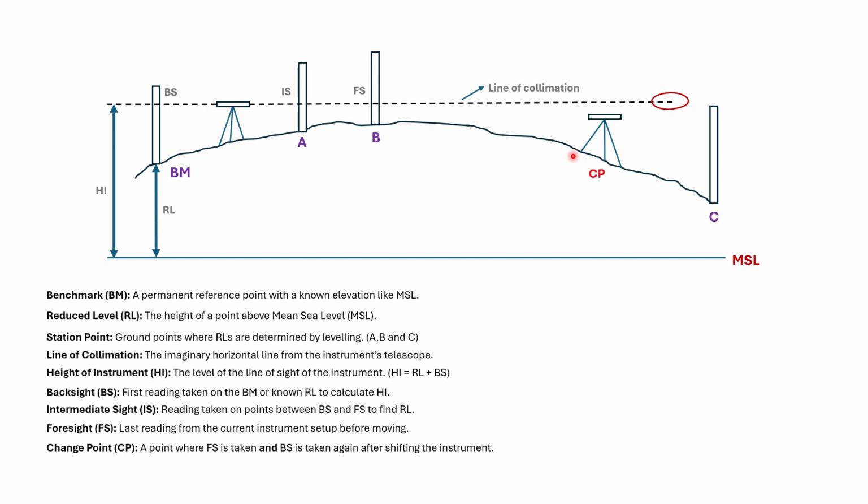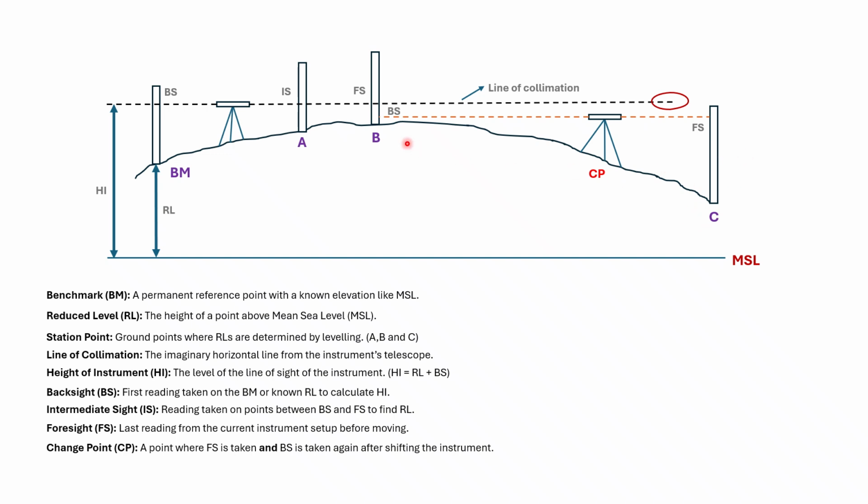This point would be known as a change point, a point where the foresight is taken and the backsight is taken again after shifting the instrument. Means we are shifting our instrument from this point to this point. So shifting of the instrument is known as a change point. Again, we would be taking the backsight and the foresight. So this would now be the backsight, and this would now be the foresight. There would be no intermediate sight since we have only two points.